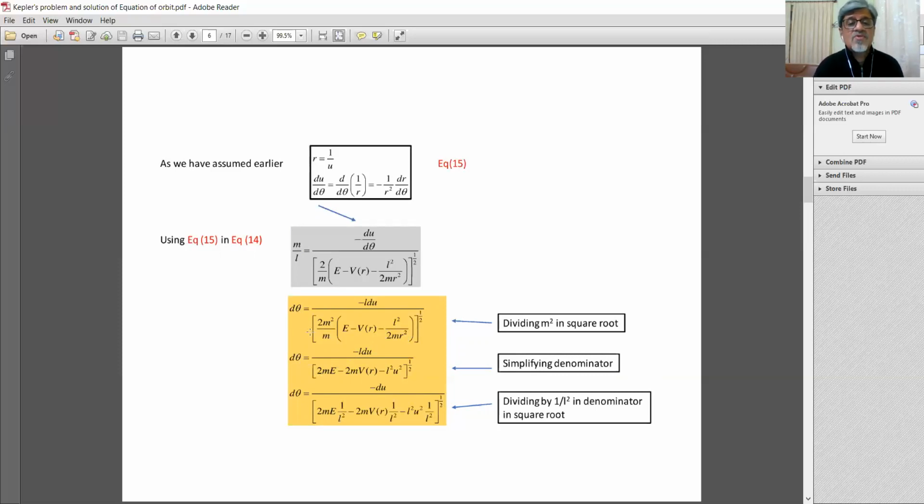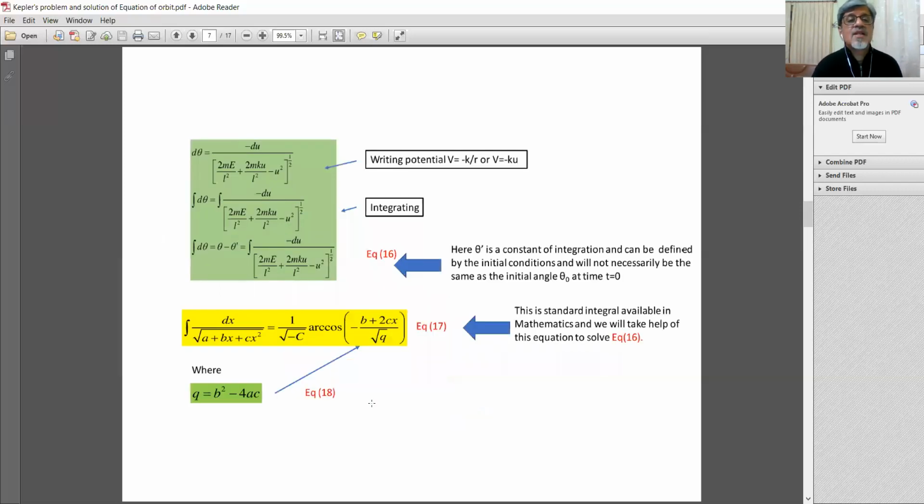Then this L in the numerator is brought into the denominator. If we bring it into the denominator and take it into the square root, then we have to multiply by 1 upon L square instead of 1 upon L, because we are putting it in a square root. So it becomes 2mE times 1 upon L square, minus 2mVr times 1 upon L square, and L square u square times 1 upon L square, in a square root term. Now let us come to the next slide.